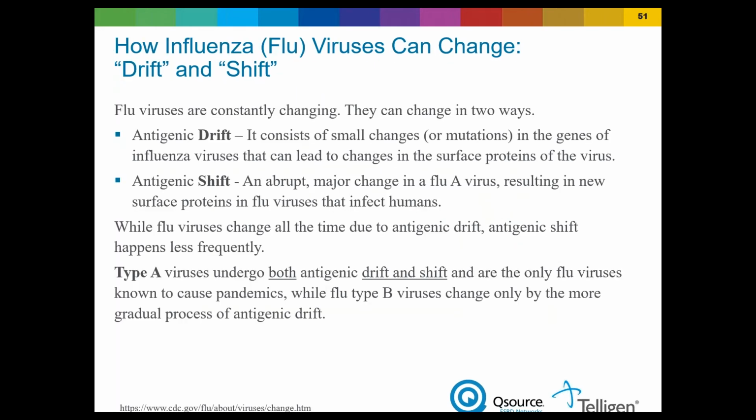So one important concept to understand why the CDC has to revise the vaccination every year is because the flu viruses are constantly changing. They can change in 2 different ways, known as antigenic drift or shift. In the interest of time, I'm going to say that type A viruses undergo both antigenic drift and shift and are the only flu viruses known to cause pandemics, while type B change only by a more gradual process known as antigenic drift.